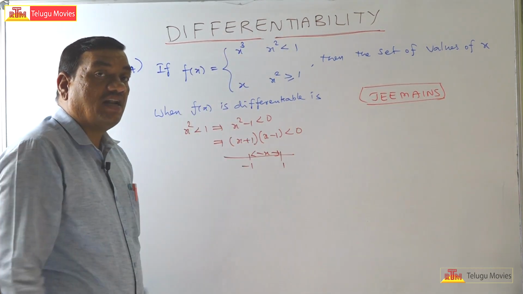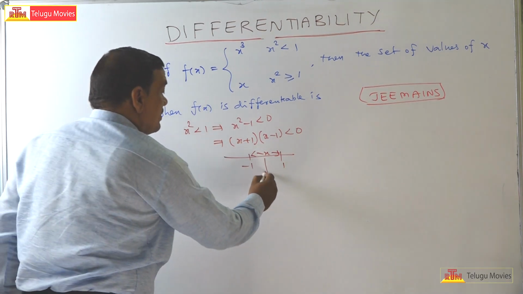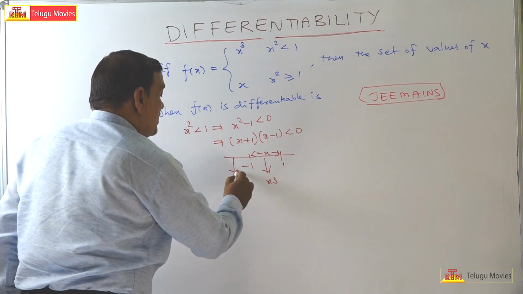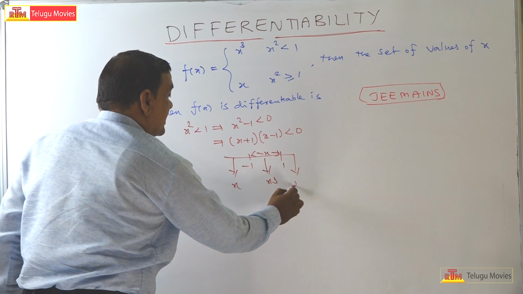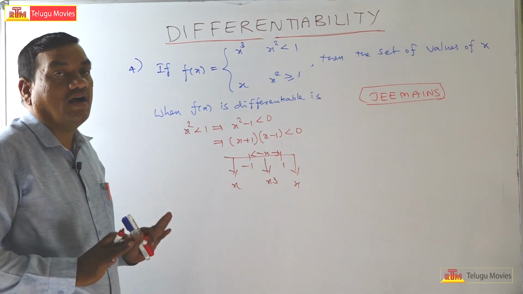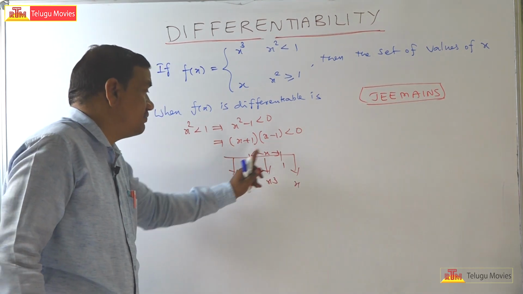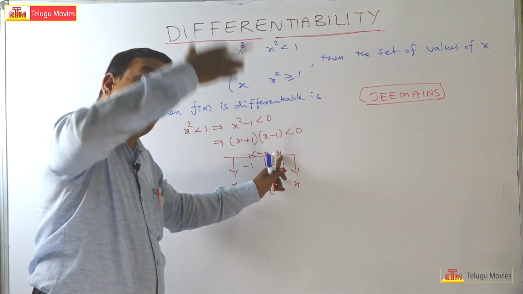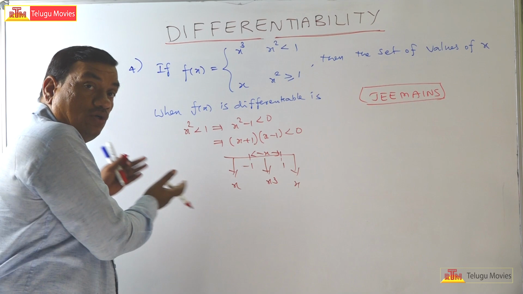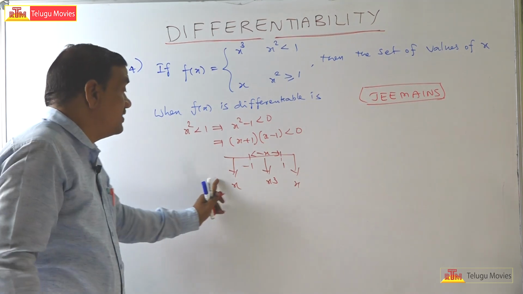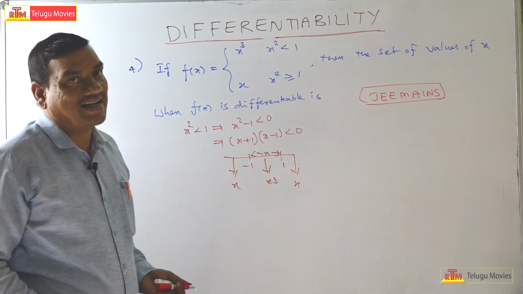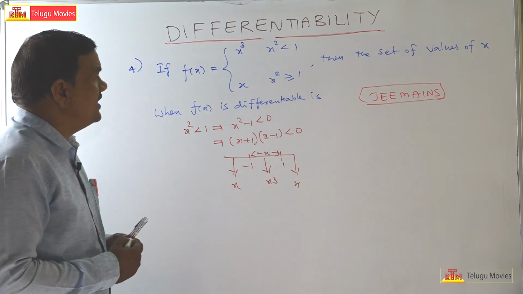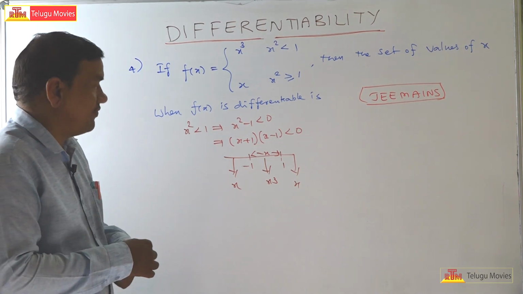When x square is greater than or equal to 1, here your graph is x. That is the idea to draw the graph. From minus 1 to 1, the function is defined as x cube. From 1 to plus infinity, and from minus 1 to the left side, minus infinity, the graph is defined as x. Understand this.